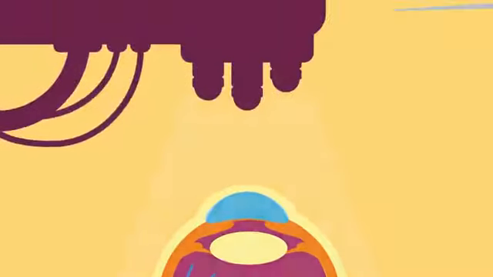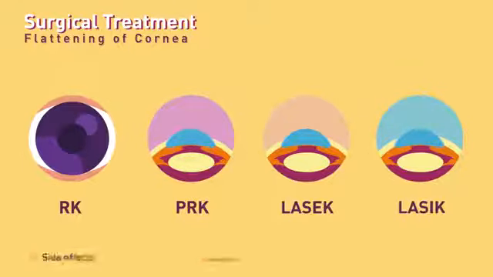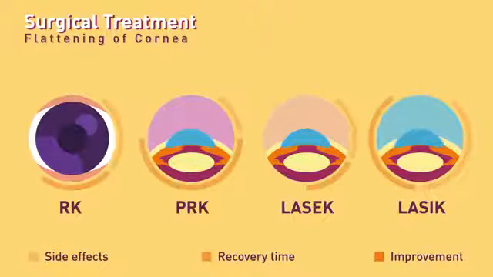or some surgical procedure. Surgical treatment. Flattening the central part of the cornea. This includes different methods that were changed and advanced, depending upon reduction of side effects and recovery time and improvement of degree of vision.